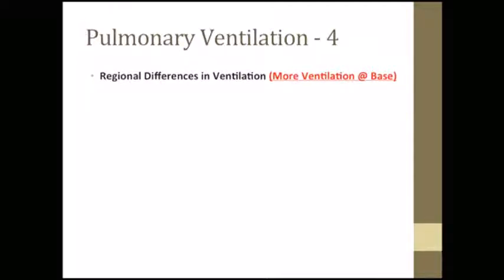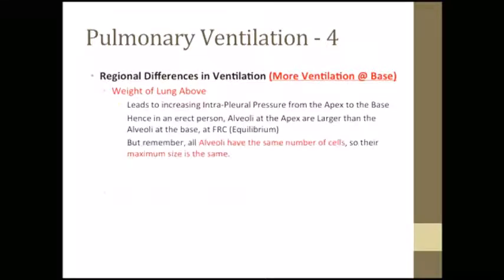Important to note to yourself, ventilation is highest at the bases. That's why it's in red, in bold, and underlined. More ventilation at the bases. And this is due to the weight of the lung above. Like I told you, smaller alveoli at the bottom of the lung. So, you have smaller alveoli at the bottom of the lung due to the weight of the lung above and the one in gray due to the differences in geometry.